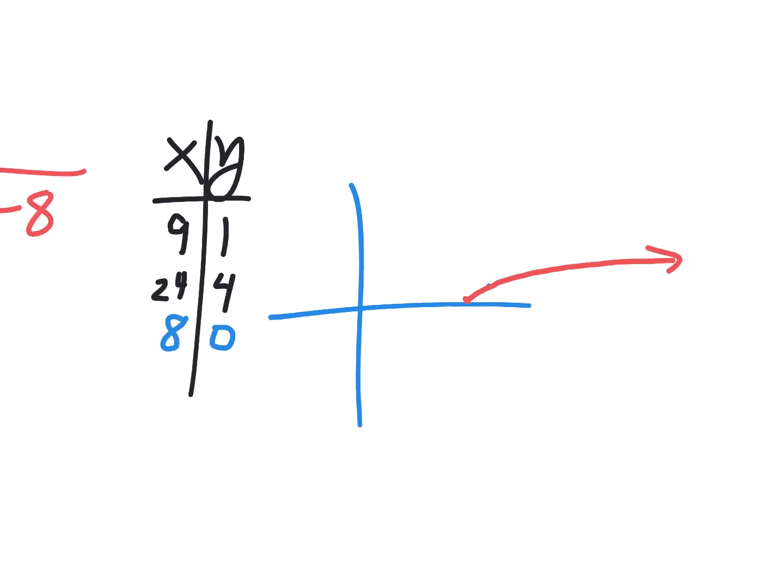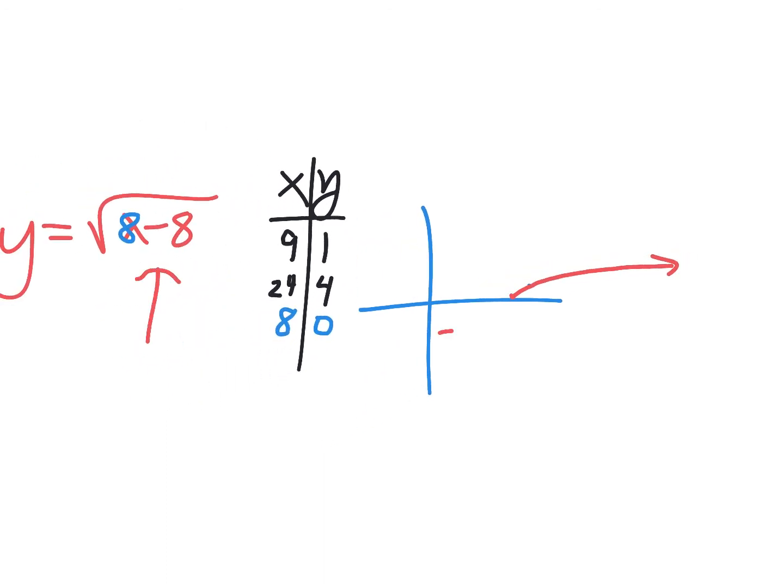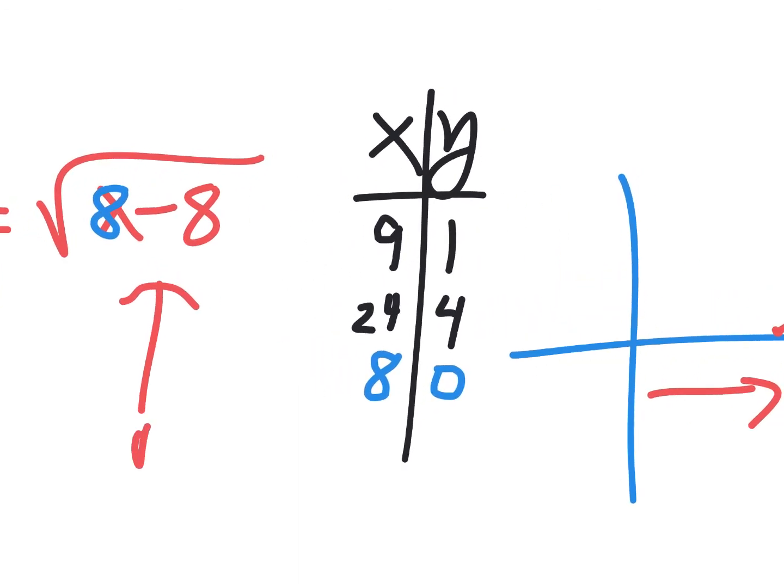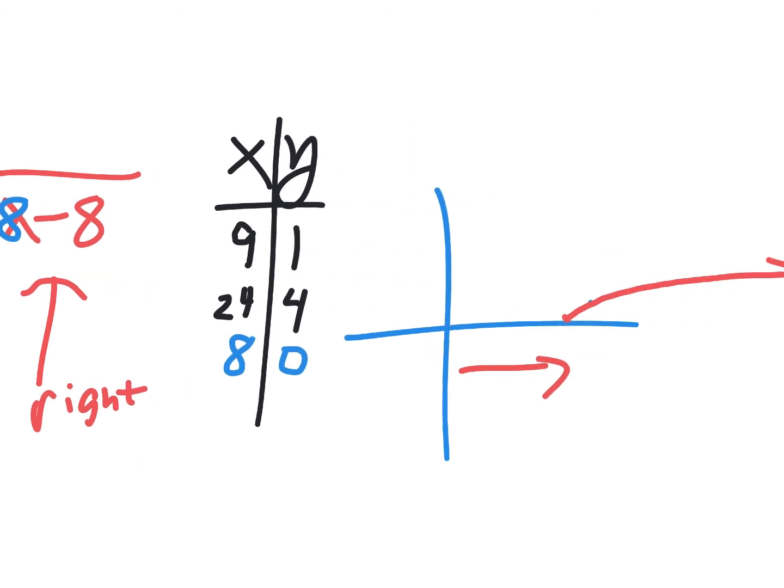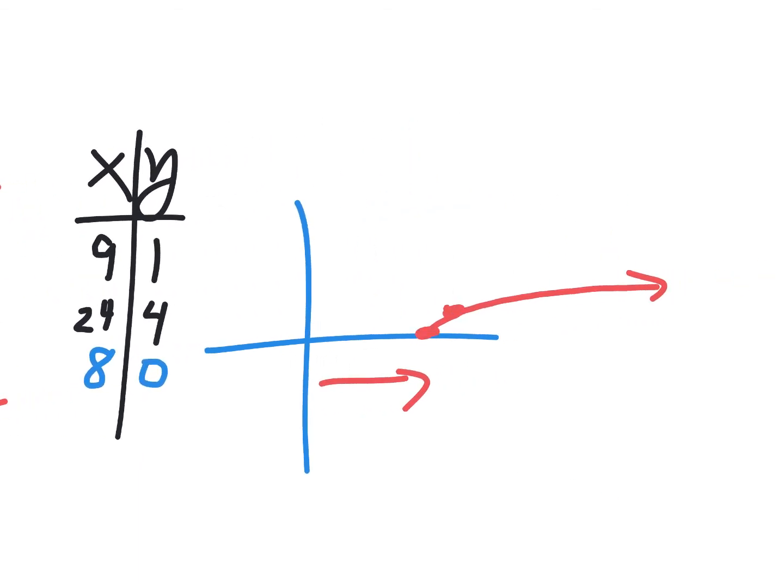How far over do you think it moved? Look, it moved over 8. Doesn't that make sense? I mean, it's got the minus 8 there. That means right 8. And look, that's where all my dots are. They moved over this way.